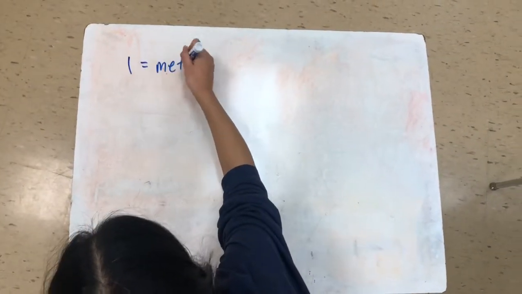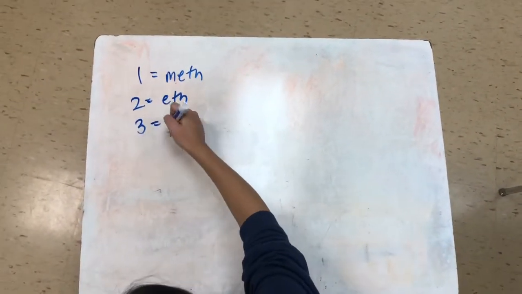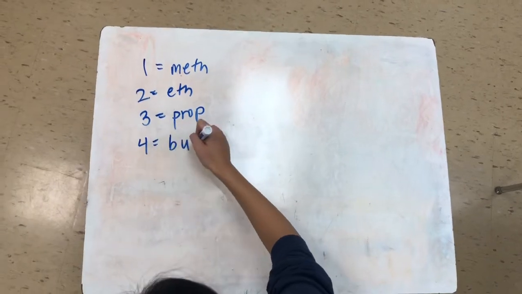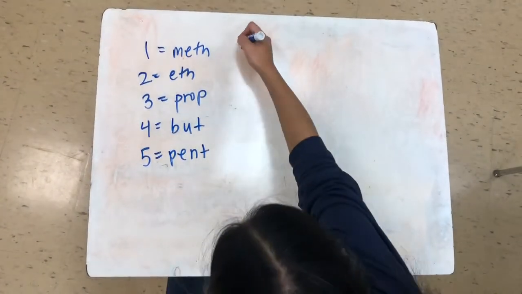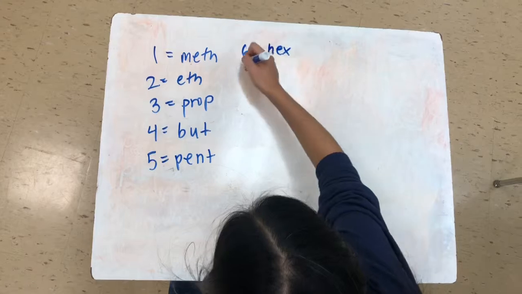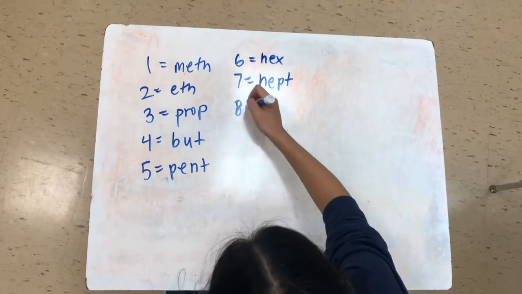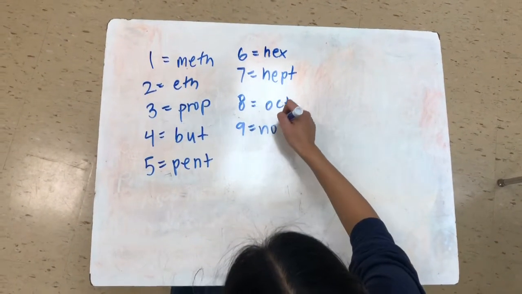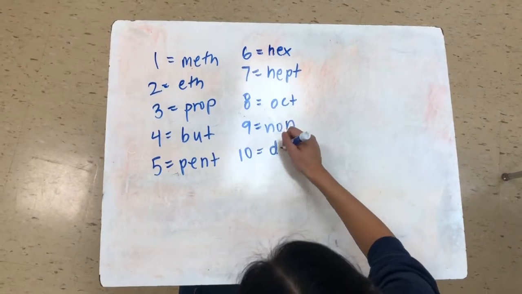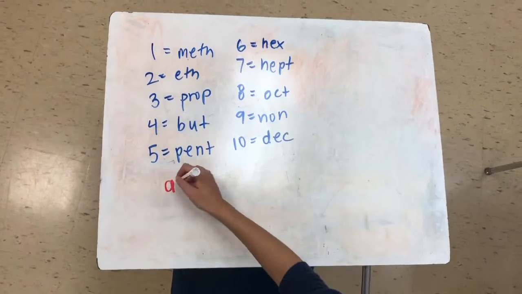To correctly name the compounds, we need to first go over the basics. Let's start off with the prefixes. Prefixes are based off the number of carbons in the longest chain. Meth is 1, eth is 2, prop is 3, but is 4, pent is 5, hex is 6, hept is 7, oct is 8, non is 9, and dec is 10.